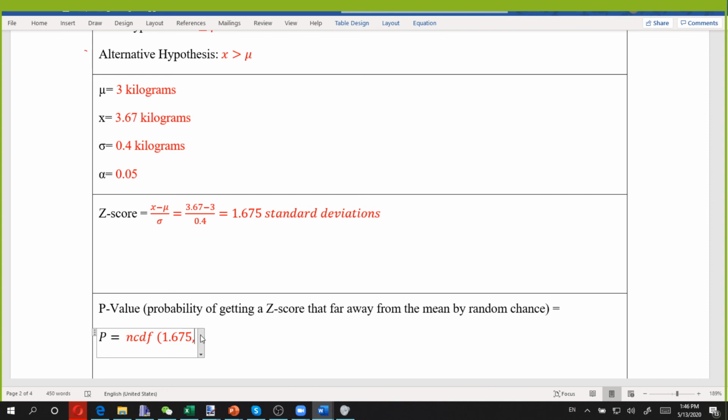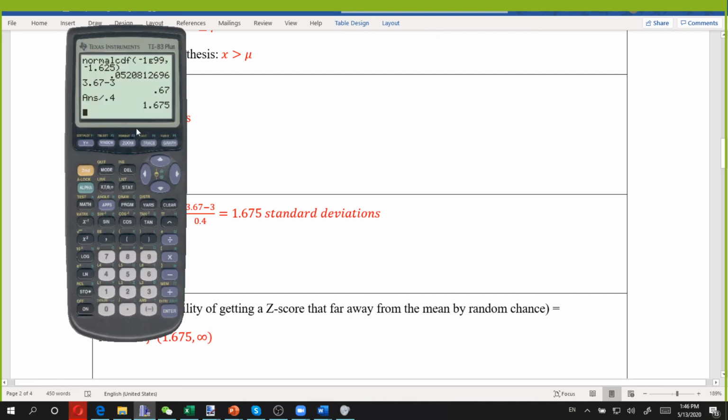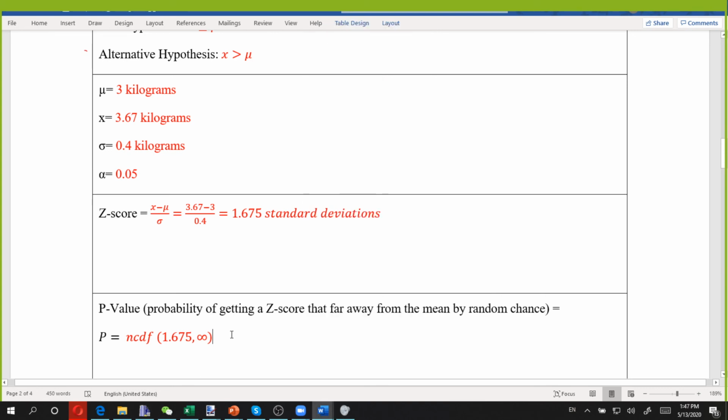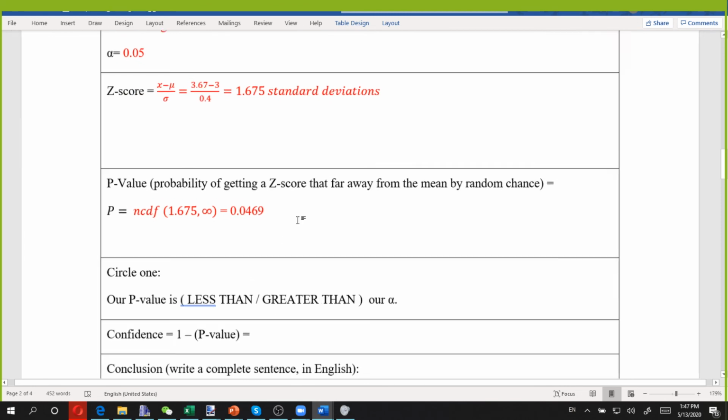1.675 up to what? 1 e to the 99 on the east side. Okay, 9. Perfect. So what we're trying to write is positive infinity, which we'll type in the calculator as 1 e to the 99. Okay, second distribution, normal CDF, so that's 1.675 to infinity. That gives us a p-value of 0.0469.